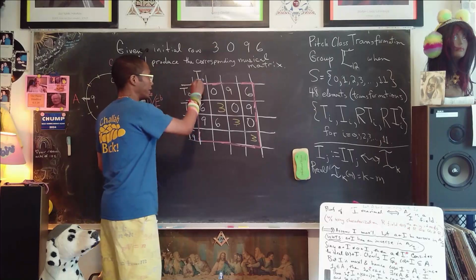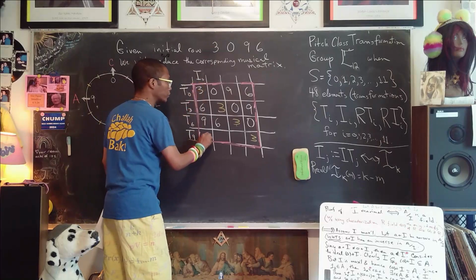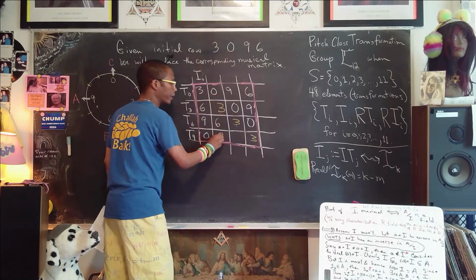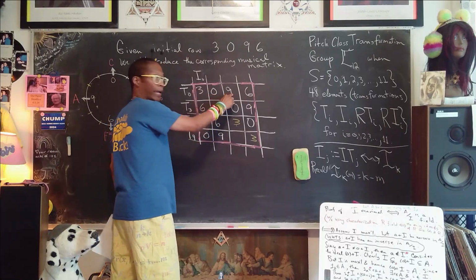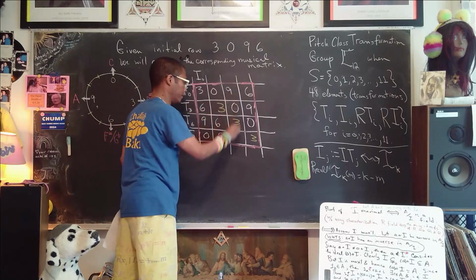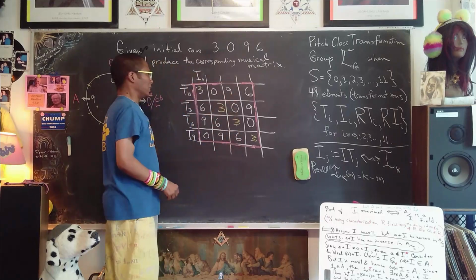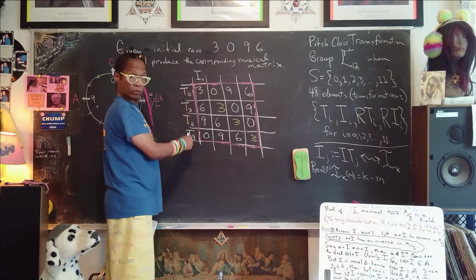So if I add 9 to the 3 here, I get 12, which is 0. I add 9 to the 0 here, I get 9. I add 9 to the 9 here, I get 18, but 18 is the same as 6. So we have our row labels.